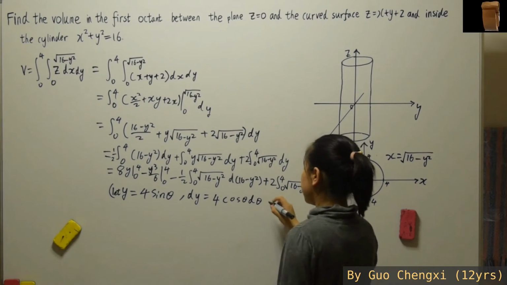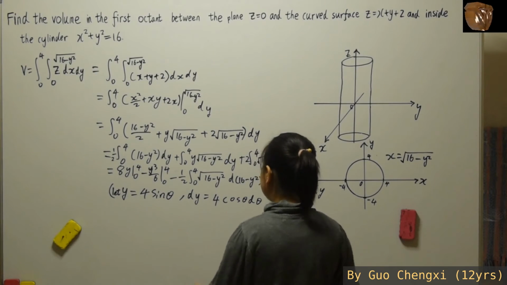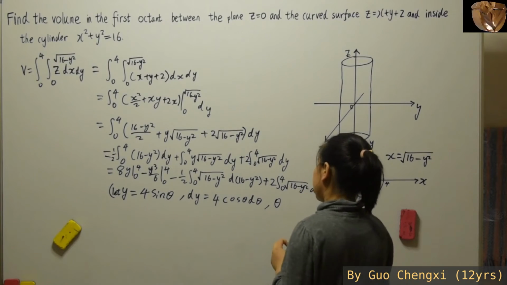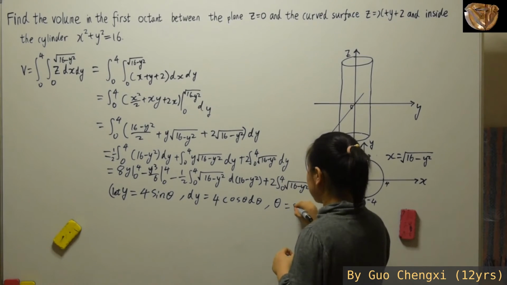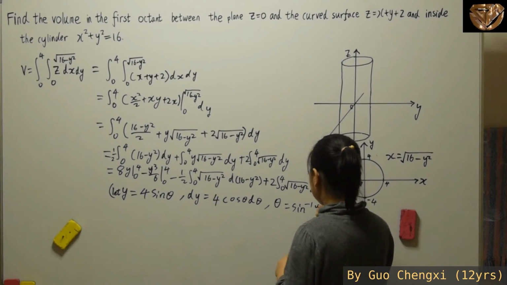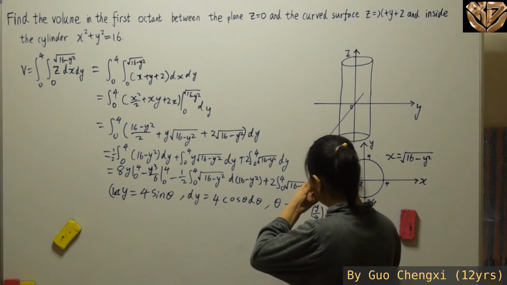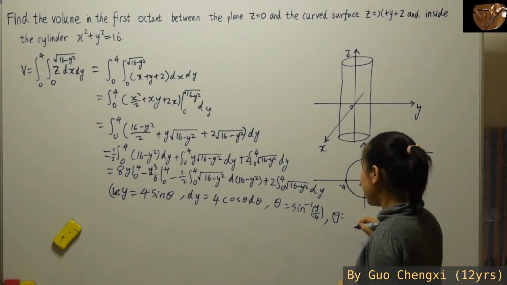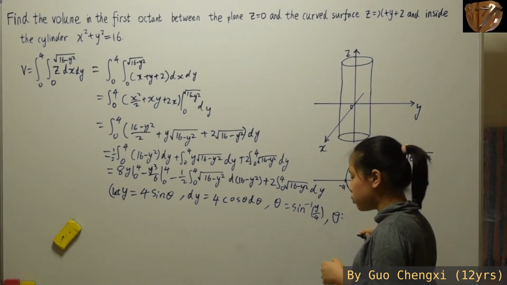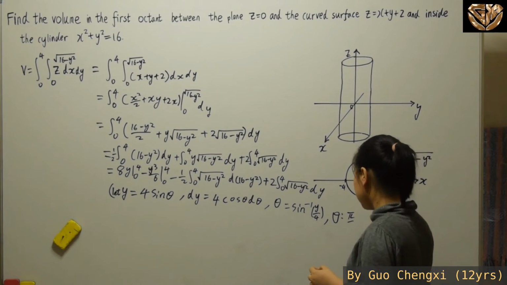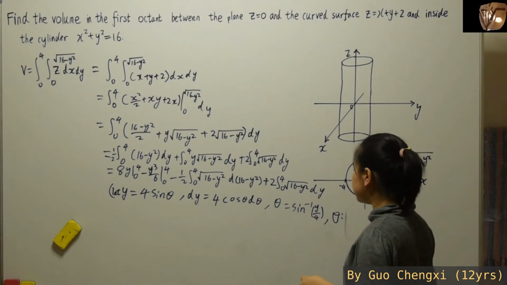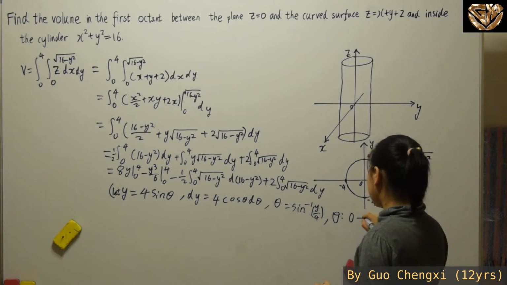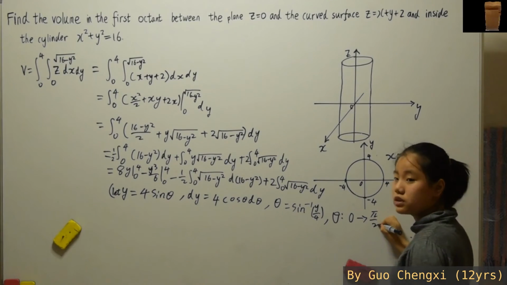And then what do we have here now? Now that we have gotten this part, we also need to find what theta is in order to find the boundary. So theta is basically inverse sine of y over 4. So theta's boundary would be, when y is equal to 4, inverse sine 1, which is pi over 2. Well, if you substitute 0 inside, inverse sine 0 will still be 0. So our boundary will be from 0 to pi over 2.